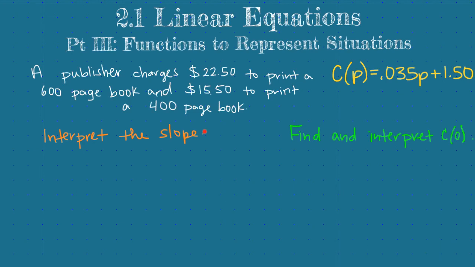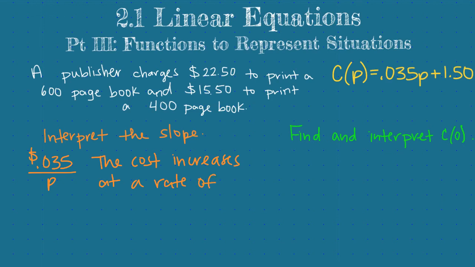Okay, let's interpret the slope of this function. We know that the slope is this m value right here, and the slope is 0.035, and that is dollars per page. So let's just, as a quick note, it's $0.035 per page. This means that the cost to produce increases at a rate, because slope is a rate, at a rate of $0.035 per page.